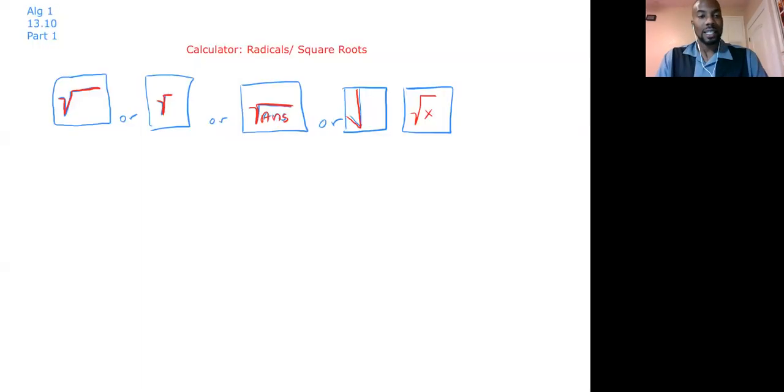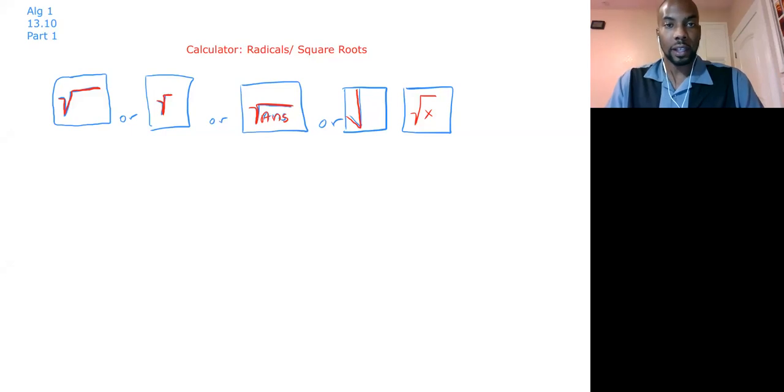All right, hello class. Welcome to Algebra 1. This is chapter 13, point 10. We are talking about calculator use to find radicals and square roots. Radicals are the same thing as square roots. Tomato, tomato, radicals, square roots.